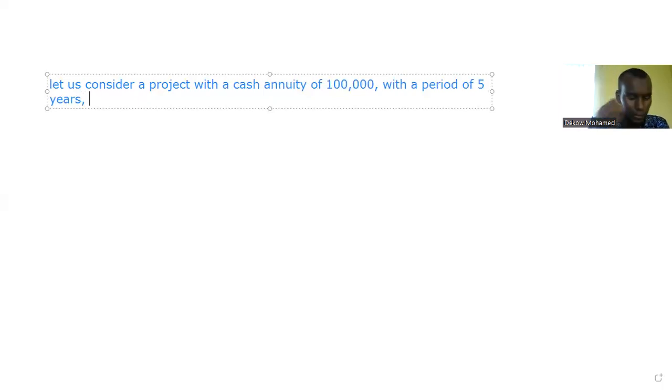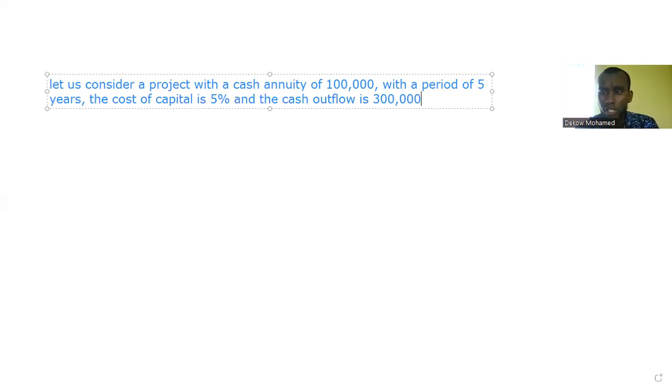Then the cost of capital is 5%, and the cash outflow is 300,000. Now we will consider a project with a cash annuity of 100,000. For this case, 100,000 is constant throughout the 5 years. With a period of 5 years, the cost of capital is 5%, and the cash outflow is 300,000.